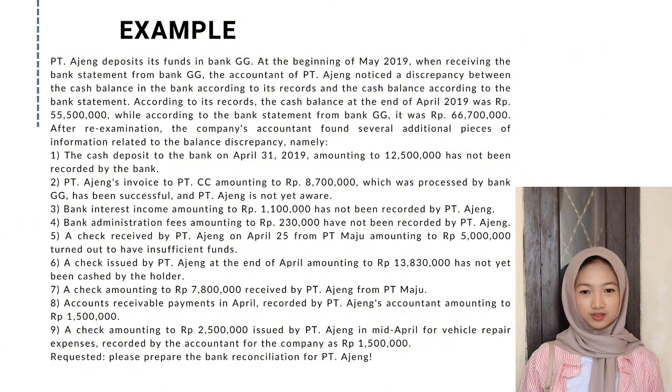8. Accounts receivable payments in April, recorded by PT Ajeng's accountant amounting to 1,500,000 Indonesian rupiah. 9. A check amounting to 2,500,000 Indonesian rupiah issued by PT Ajeng in mid-April for vehicle repair expenses, recorded by the accountant for the company as 1,500,000 Indonesian rupiah. Requested: please prepare the bank reconciliation for PT Ajeng.